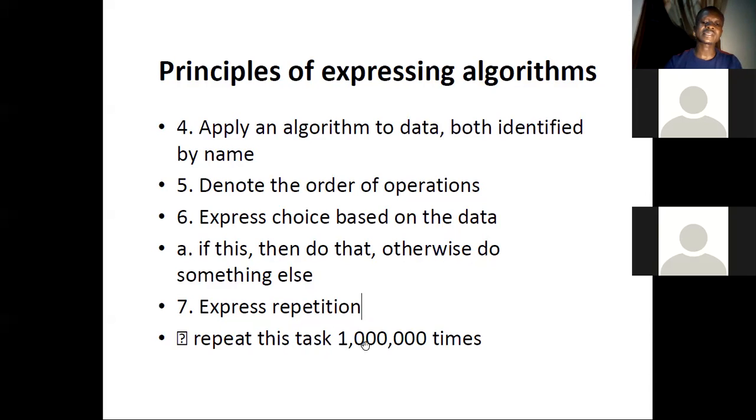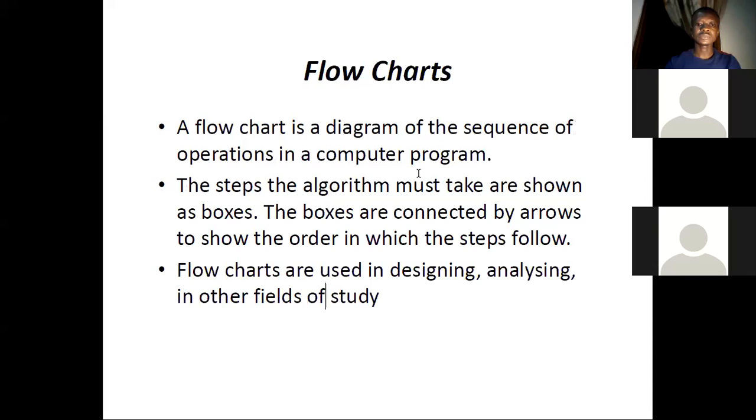So repeat this task 1 million times. That is the interesting thing about computers. You can ask a computer to do something 1,000,000 times, and it will do it. But a human being will find it difficult to do that, even something little. The machine can be told to do the same task and activity again and again and again.